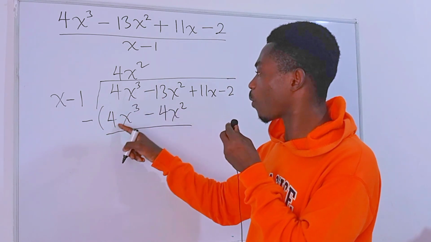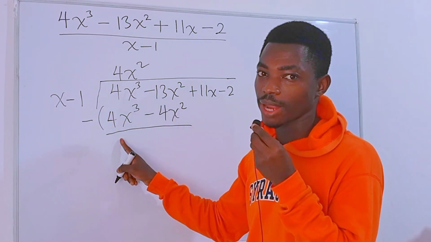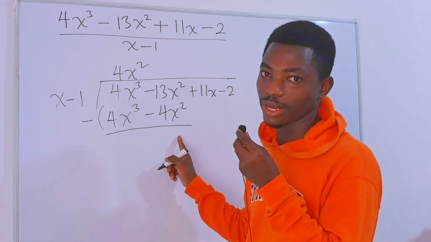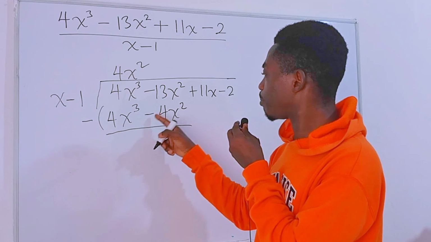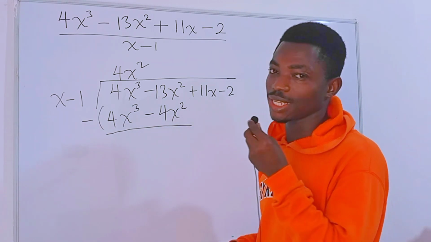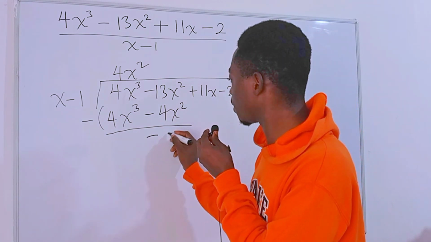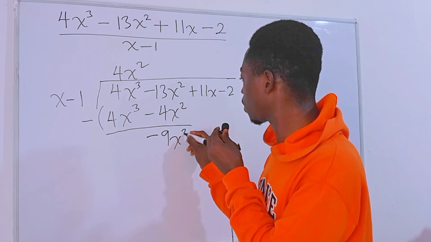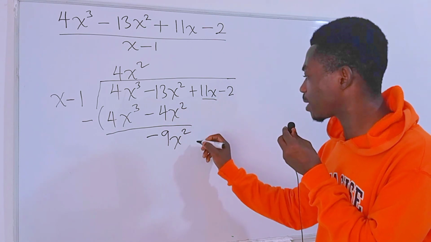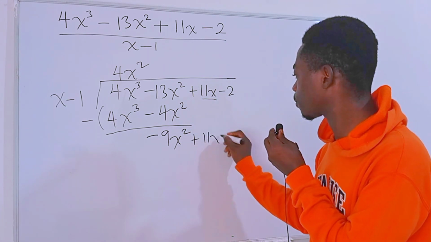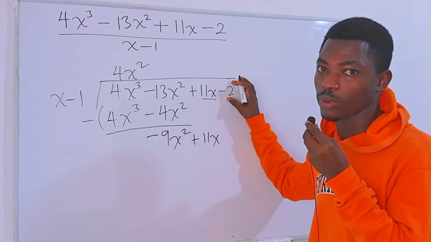4x cubed minus 4x cubed, that would be 0, but I'm not going to write that because there's another number right here. Negative 13x squared minus 4x squared, that is going to be negative 9x squared. Then I'm going to copy this term right here and paste it here. Let's keep the negative 2 right here.